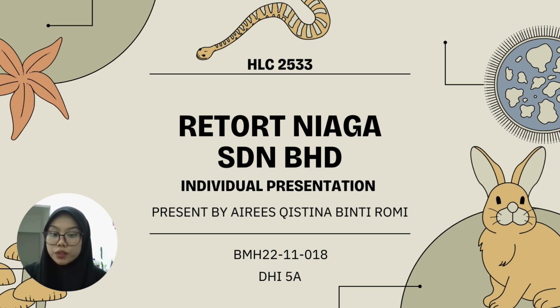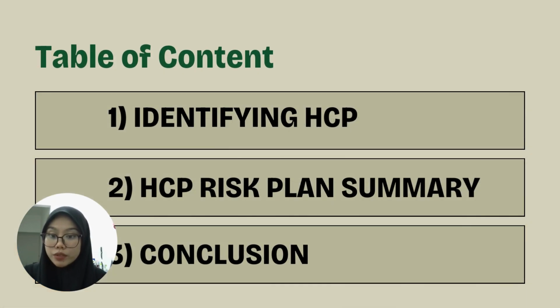So we move to the table of contents. The first one is identifying HCP. Number two is HCP response summary, and number three is conclusion, which is the outcomes that I've learned from doing this assignment.